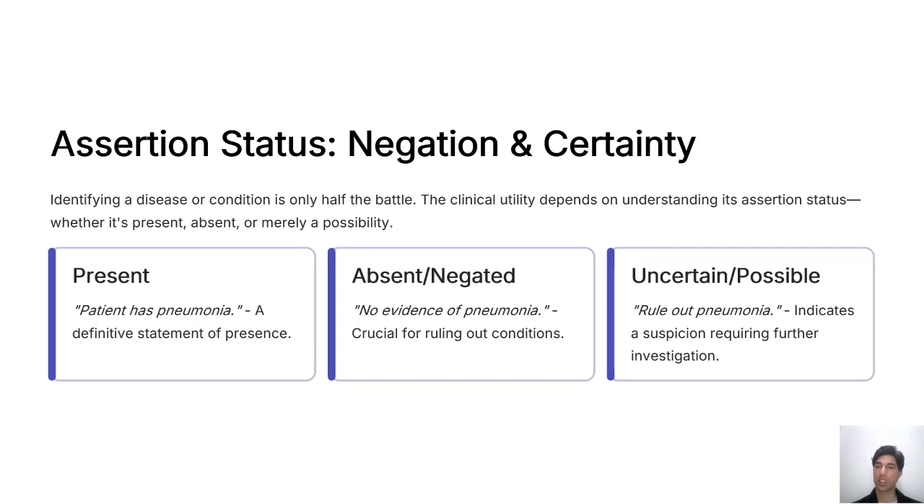So the first one is that it's present. Basically, for example, a patient has pneumonia. That is a definitive statement of presence. Then we have absent, which is basically no evidence of pneumonia, meaning that we can rule out the condition. And then there is uncertainty, which indicates a suspicion requiring further investigation. So these are the assertion statuses.